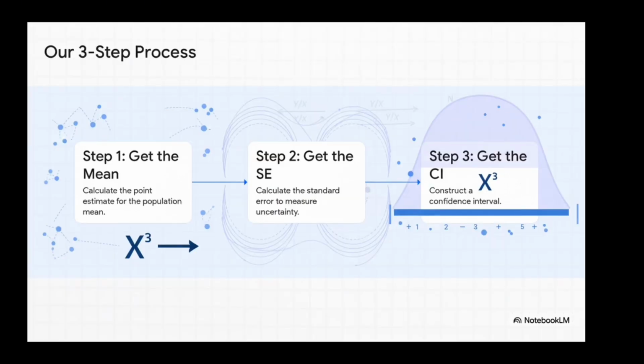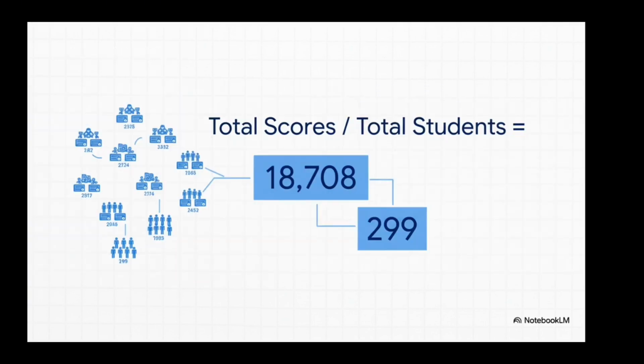So we're going to follow a really clear three-step process here. First, we'll calculate our best guess for the mean. Second, we'll calculate the standard error to figure out how uncertain we are. And third, we'll use those two numbers to build our 95% confidence interval. Simple as that.